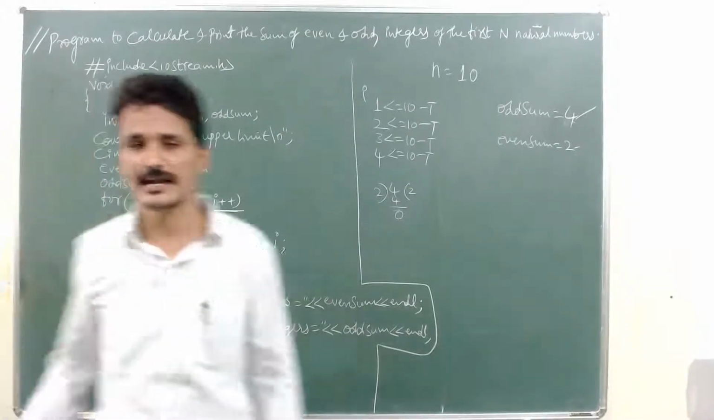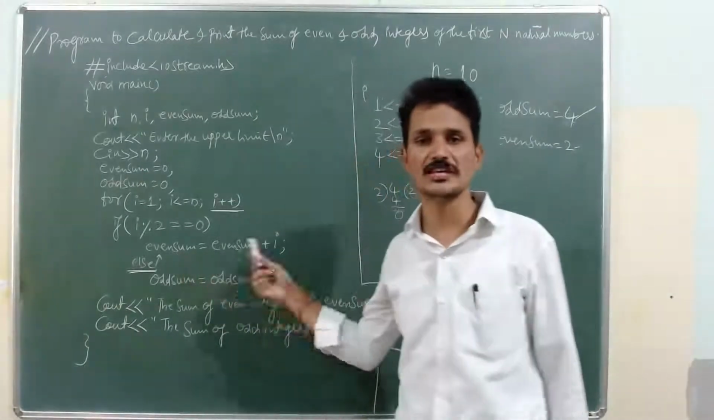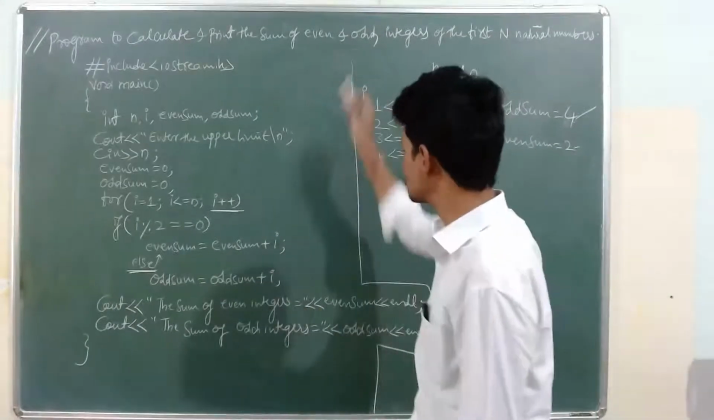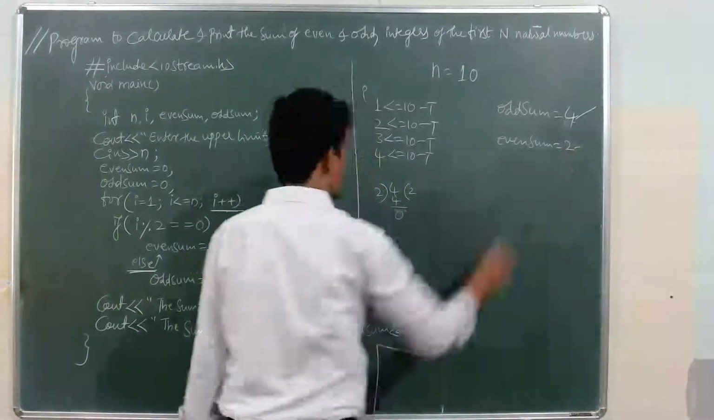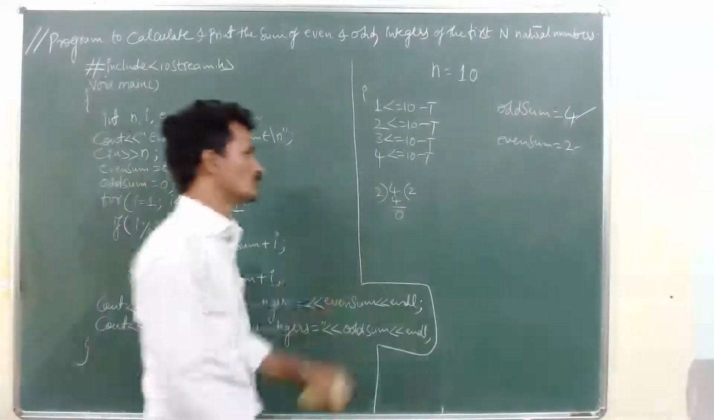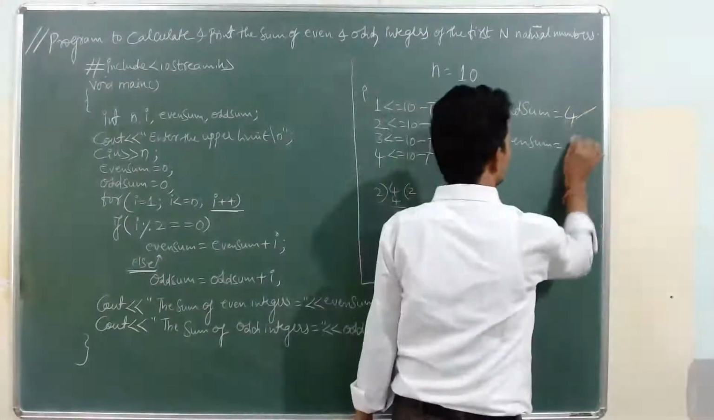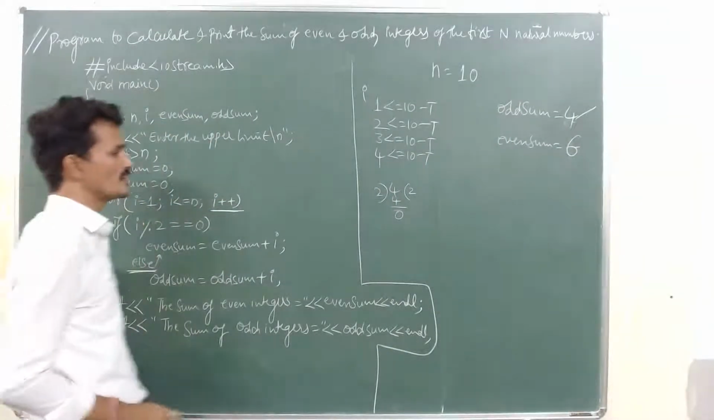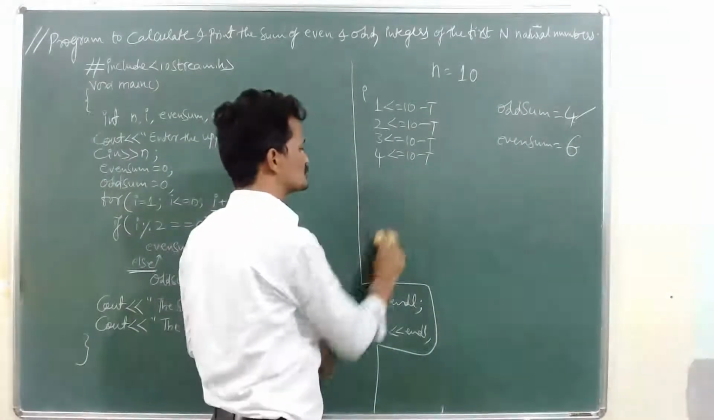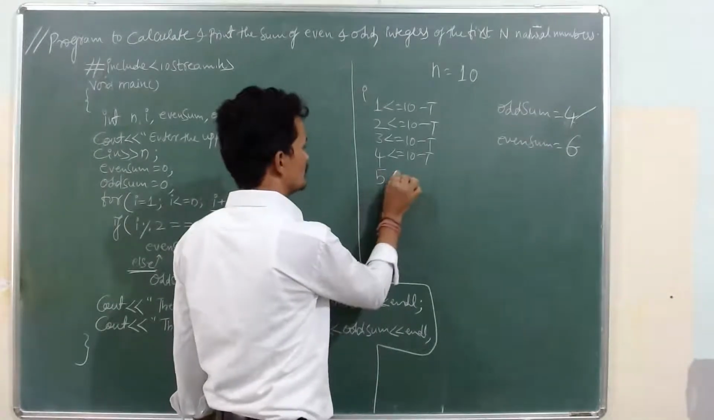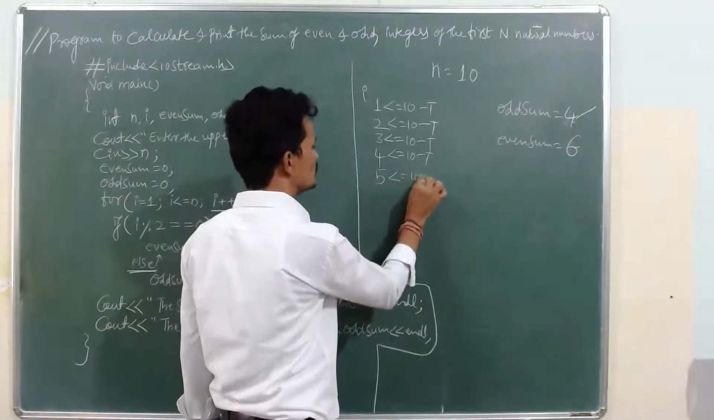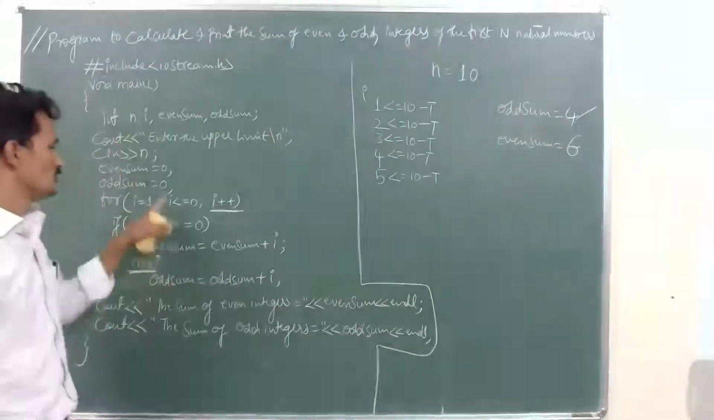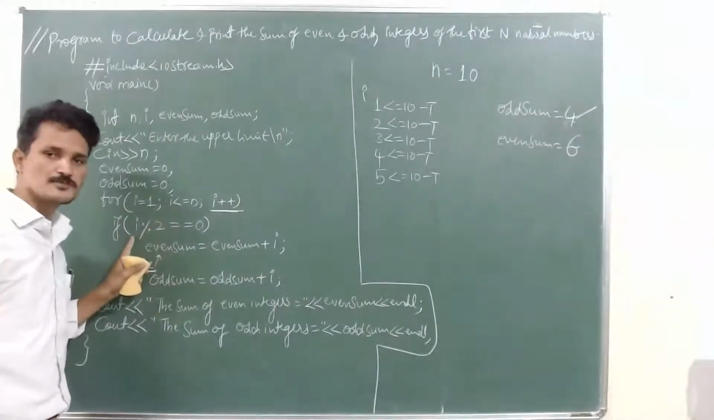That is, I have a statement called even sum is equal to even sum plus i. What is the value of even sum? 2. What is the value of i? 4. 2 plus 4 is 6. Okay, 6 is assigned to even sum. Again it goes to the for loop and i gets increased by plus 1. It becomes 5. 5 is less than or equal to 10. Condition is true. When this condition is true, here it comes to the else.